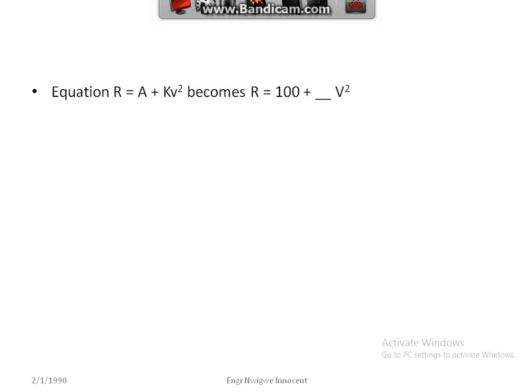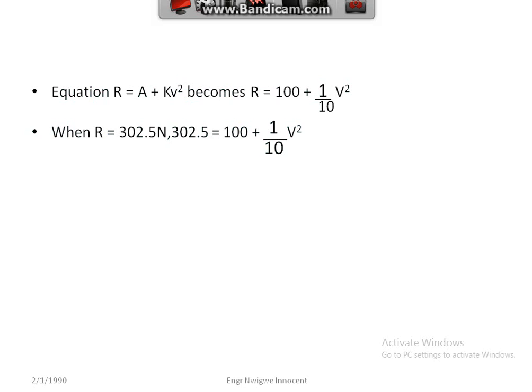From the equation, R equals A plus kv squared becomes, substituting the values of the constants, R equals 100 plus 1 over 10 v squared. We are asked to get the velocity when R is equals to 302.5 Newton. That is, the resistance is 302.5 Newton. Then substitute the resistance, 302.5 equals 100 plus 1 over 10 v squared.